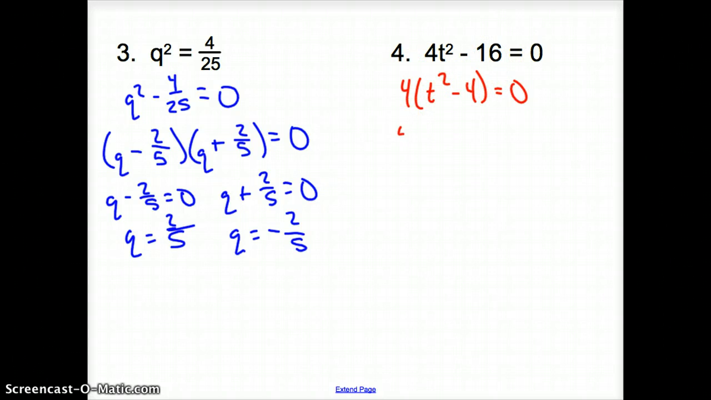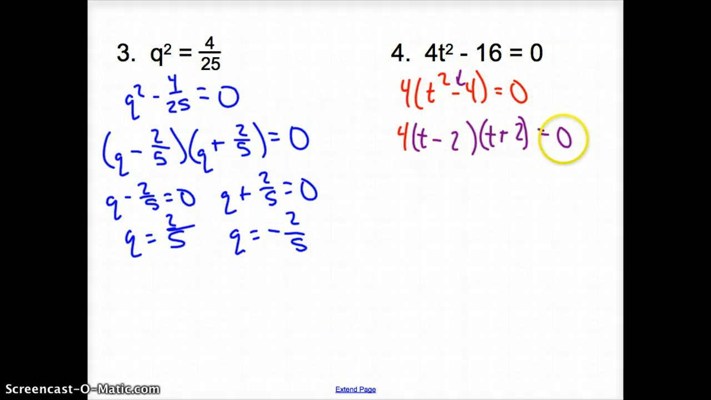So I'm going to continue to bring that 4 down, but now I have t squared minus 4 that I'm going to write in the purple parentheses. What's that going to equal? 0. Well, what do we put in these purple parentheses? Well, what times itself gives us t squared? So that's going to be t and t. What times itself gives us 4? That's going to be a negative 2 and a positive 2 because of that negative sign.